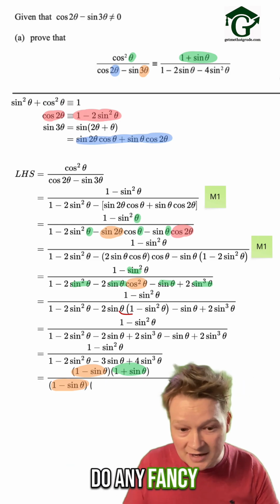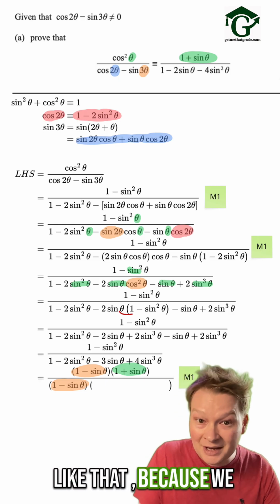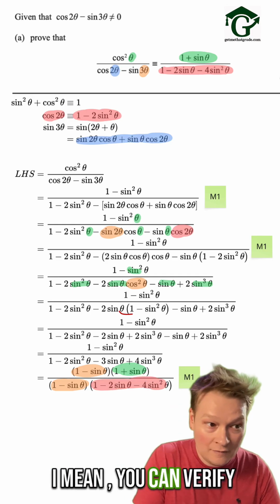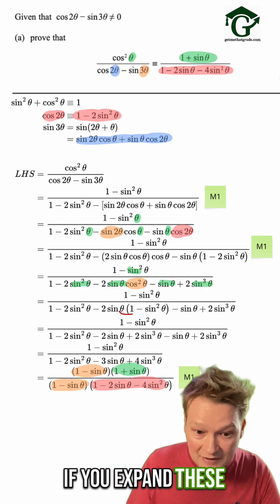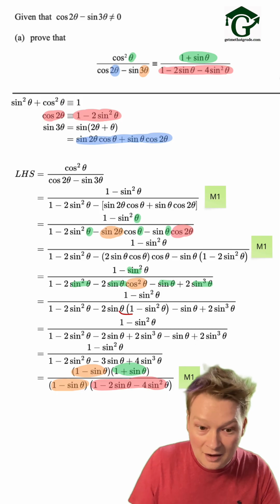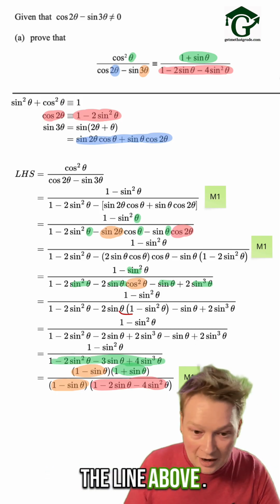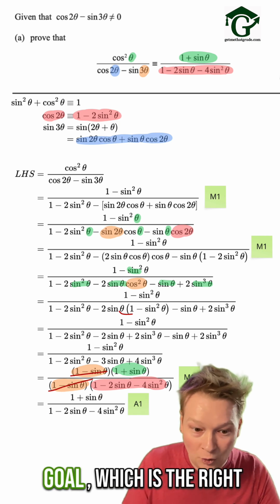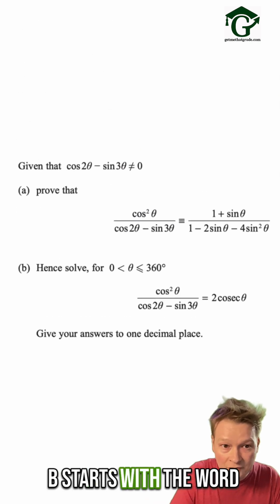Well, we don't need to do any fancy polynomial long division or anything like that, because we have it here in the question. We can simply copy that down. I mean, you can verify that it works. If you expand these brackets, you will end up with what we had before, the line above. So we can see that this will then cancel with this to leave us with the goal, which is the right-hand side.